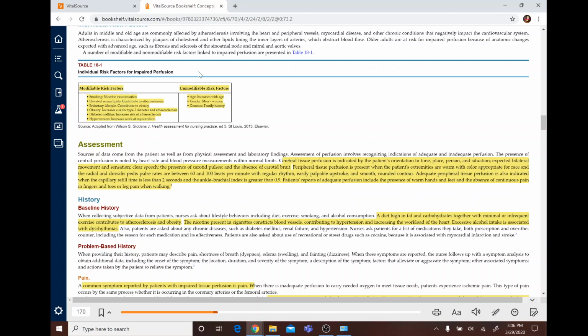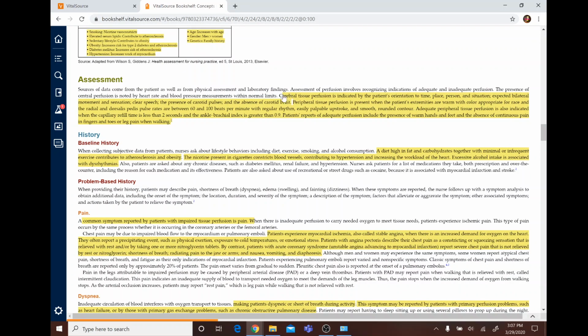So what do you think some unmodifiable risk factors would be? Age, gender, and genetics. With age, your risk of impaired perfusion increases. With gender, if you're a male, you're going to have more risk for impaired perfusion than women, and then genetics, like your family history, stuff like that.